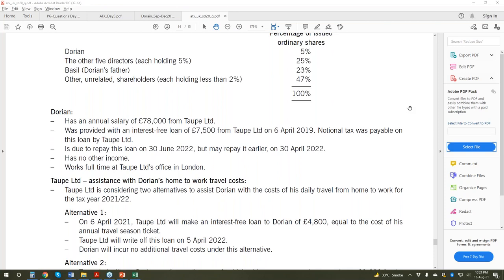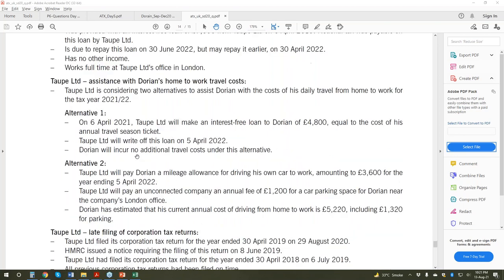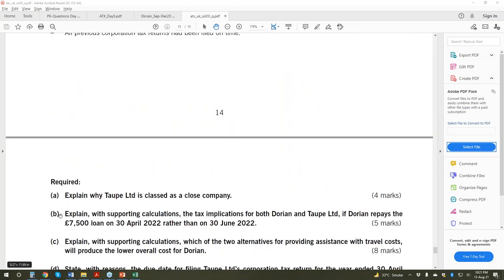Now, if we go and check what was the second requirement: explain with supporting calculations what will be the benefit. Now, as far as the calculations are concerned, there will be no calculations included. Why? Because the 75% loan for Dorian will be an exempt benefit because it is less than £10,000.